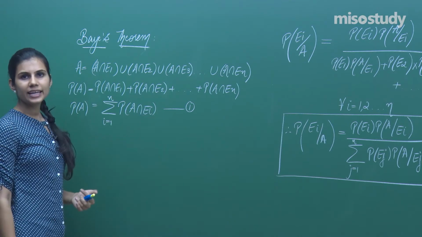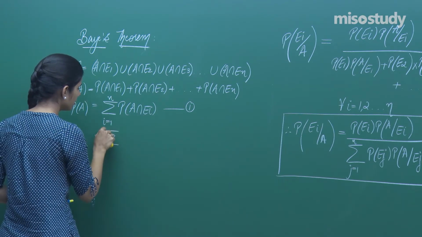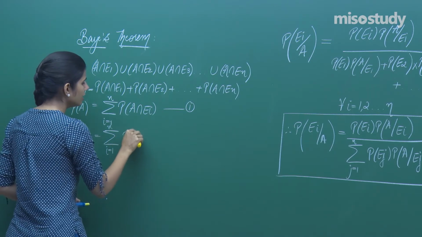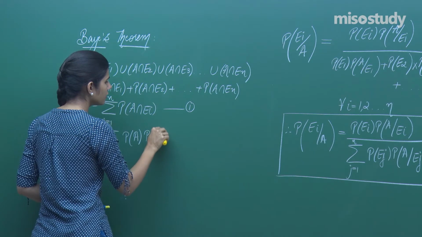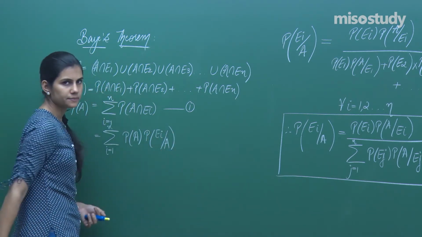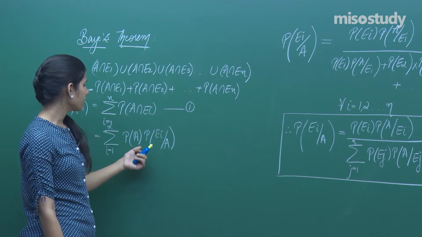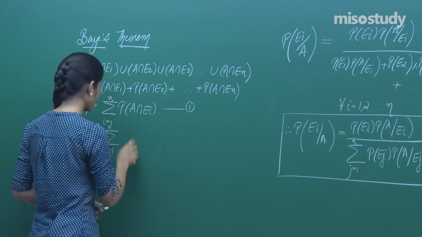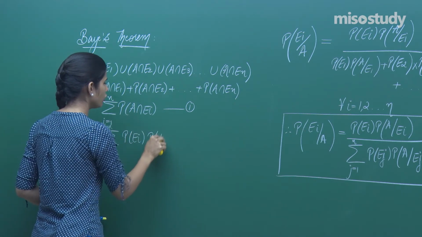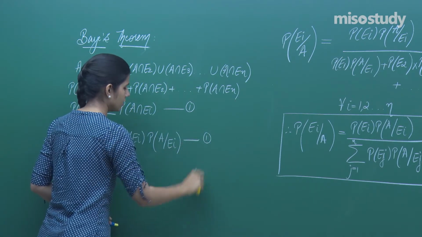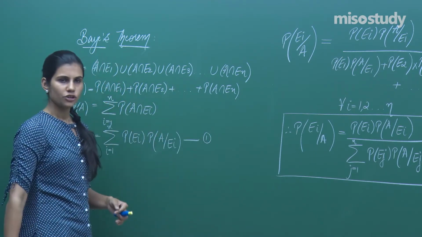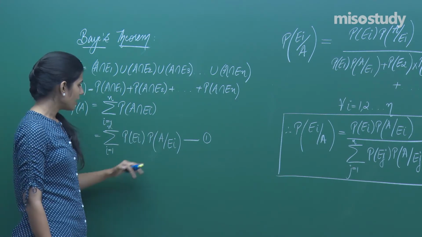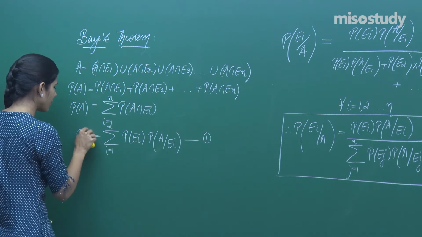If I talk about probability of A intersection Ei, by the multiplication theorem on probability, I can write this as probability of A into probability of Ei by A, or I can also write it as probability of Ei into probability of A by Ei. Let me name this as one rather. You know this probability of A intersection B is probability of A into probability of B by A or probability of B into probability of A by B. So by the multiplication theorem on probability, this is my final expression for probability of A.